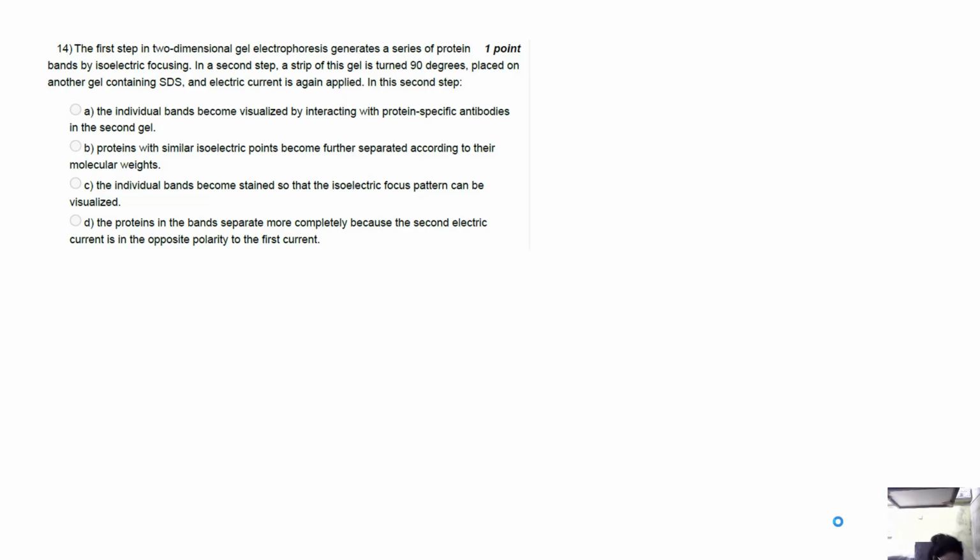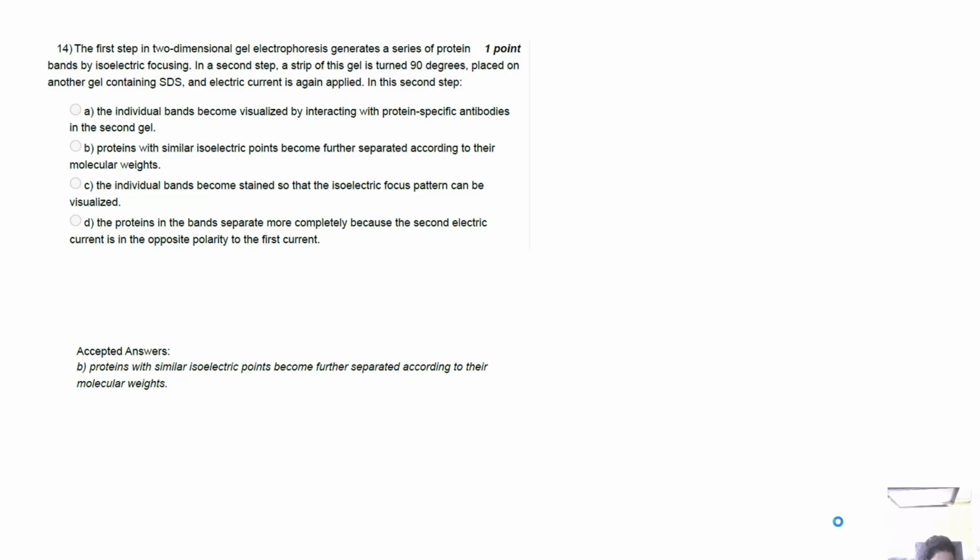So I'll discuss the answer. The right answer is: proteins with similar isoelectric points become further separated according to their molecular weight. Two-dimensional gel electrophoresis is a powerful technique used to separate complex protein mixtures with high resolution. It combines two independent separation principles. Step 1 is isoelectric focusing, that is, separation by charge. Proteins are separated in a pH gradient, an immobilized pH gradient strip.